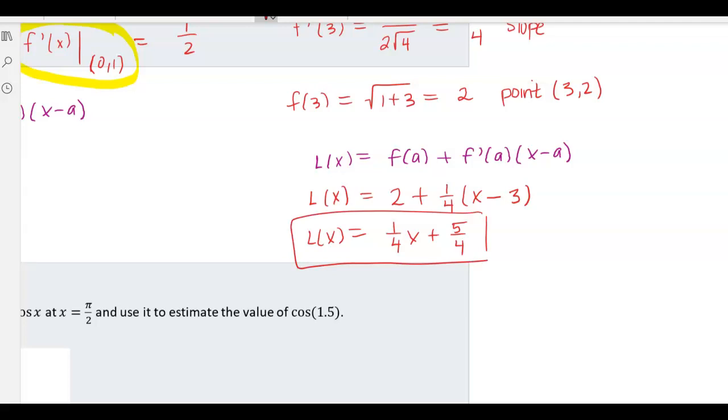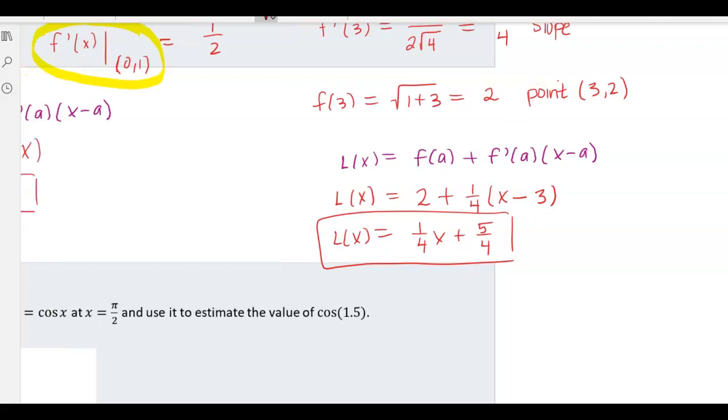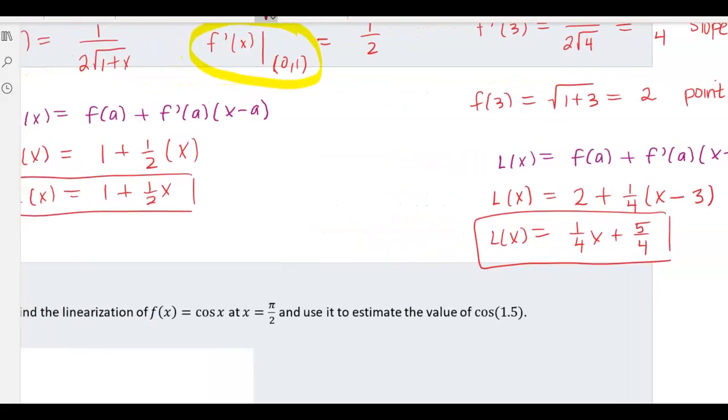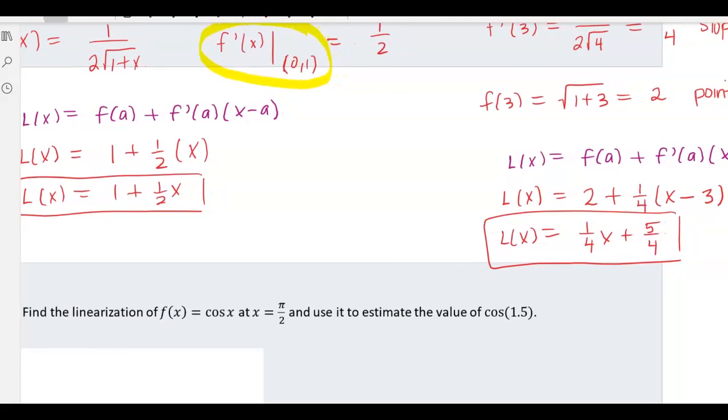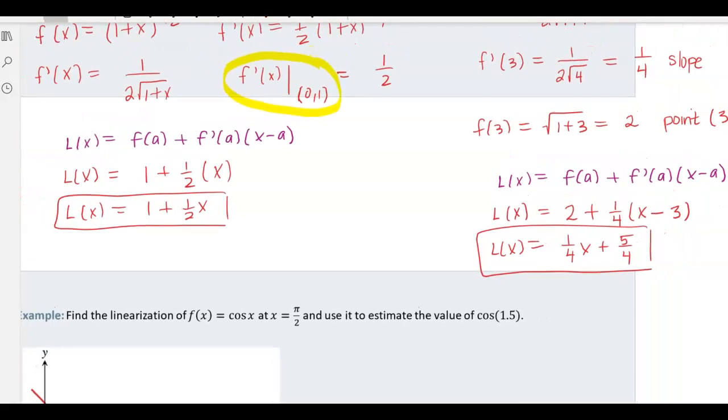Okay, so what does this mean? Let's look at both answers together. What we did is we did this problem twice. Let's see if I can get these together here on the same screen. There we go. This was in the neighborhood near x equals 0, and this was in the neighborhood near x equals 3.